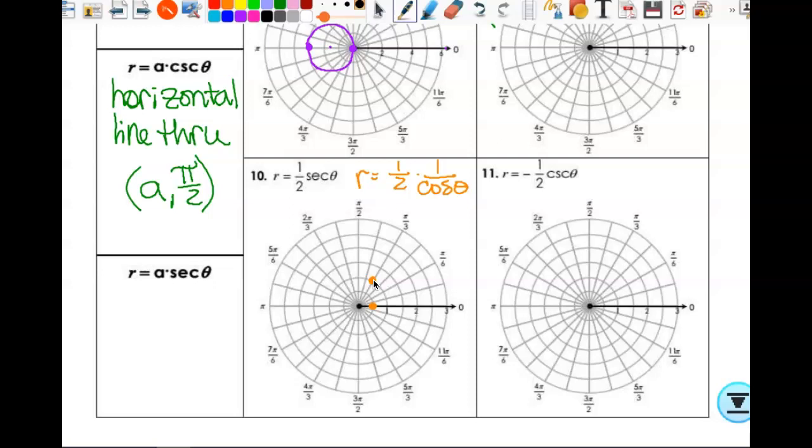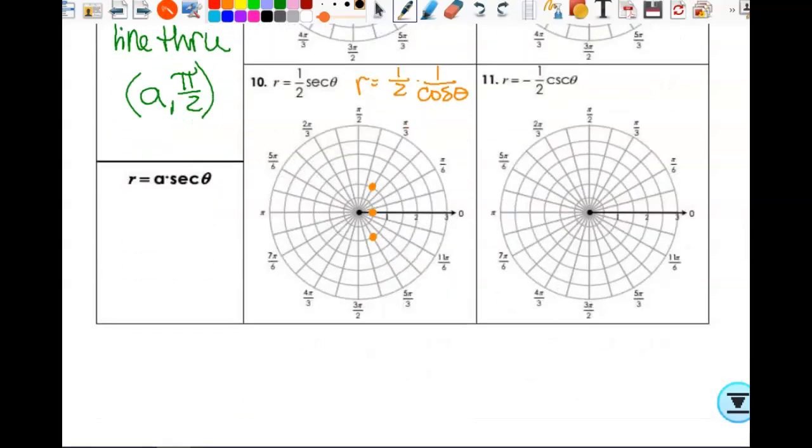The cosine of pi halves is 0. The reciprocal of 0 is undefined, and I don't have anything to graph. All right, cosine of 2 pi thirds. Negative 1/2, right? Reciprocal is 2, times 1/2 is a negative 1. So at 2 pi thirds, my radius is negative 1, and so I have this point right here.